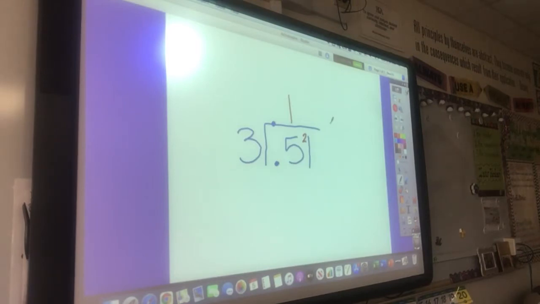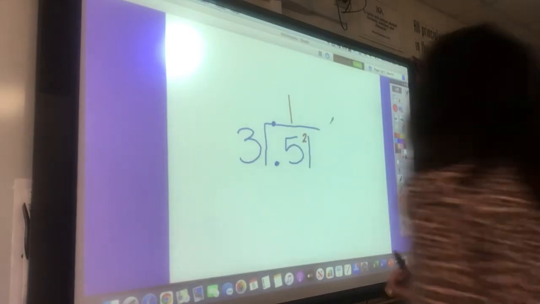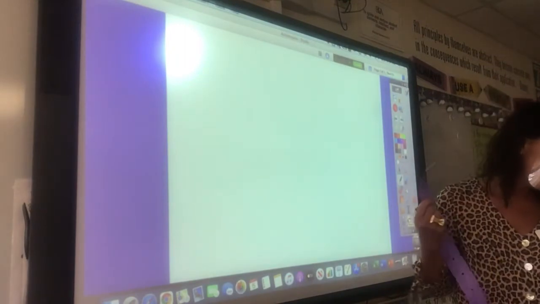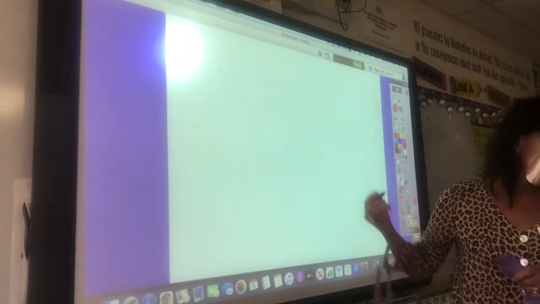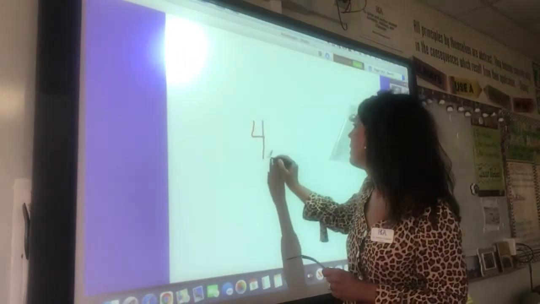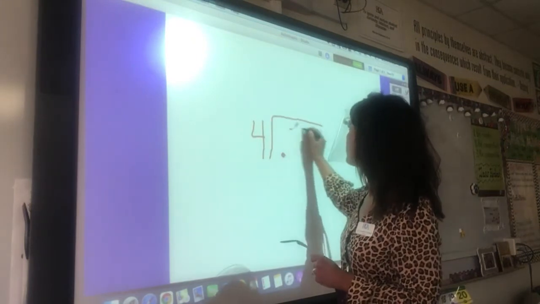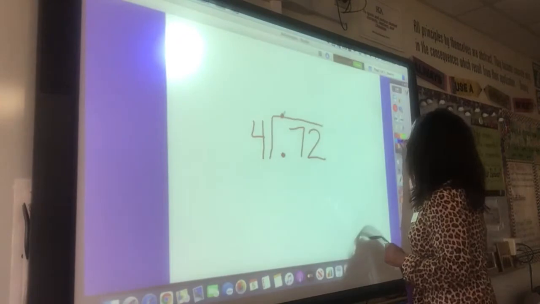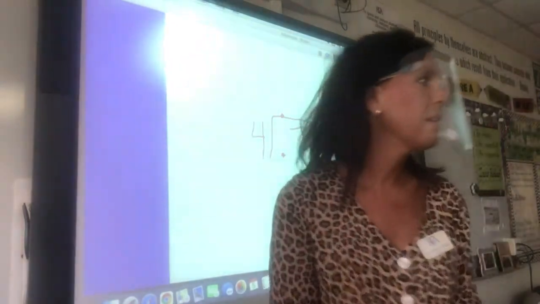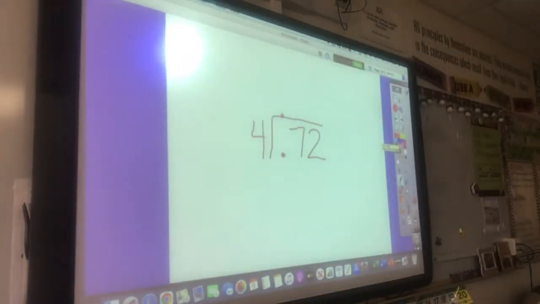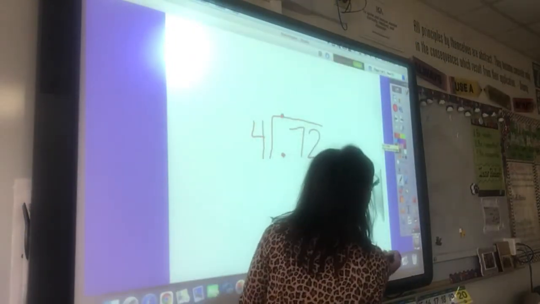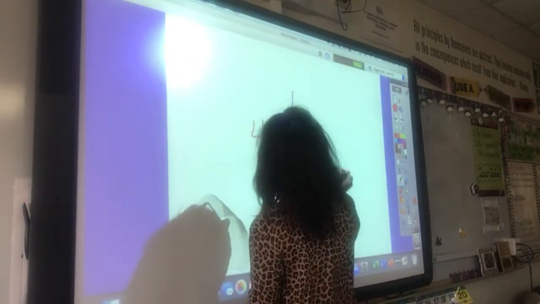Okay, let's try another one. Again, this should be easy. The main thing you gotta do is remember to bring your decimal point up. And then you're just dividing like normal. Let's put 4 into 0.72. So again, our decimal point comes up, and then we start by putting 4 into 7. So how many times can 4 go into 7, Hannah? 1. So how much left over? 2.